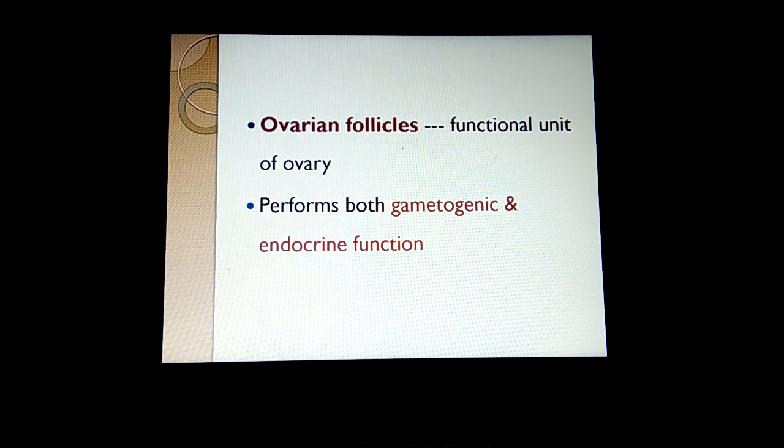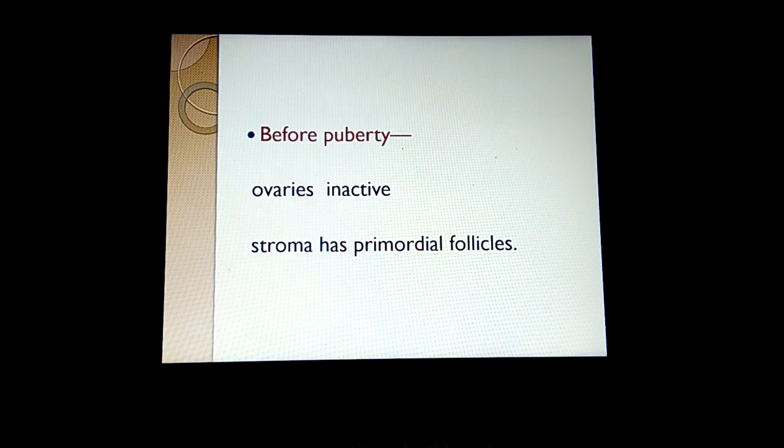The ovarian follicle is the functional unit of the ovary. It performs both gametogenic as well as endocrine functions. That means it is the ovarian follicle which secretes estrogen and progesterone and also participates in fertilization. Before puberty, the ovaries are inactive and the stroma has primordial follicles.